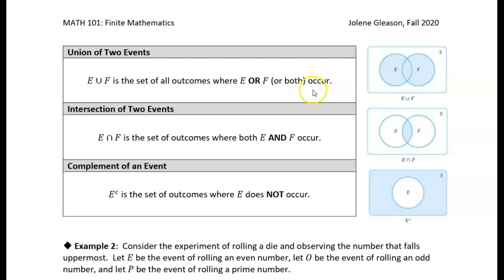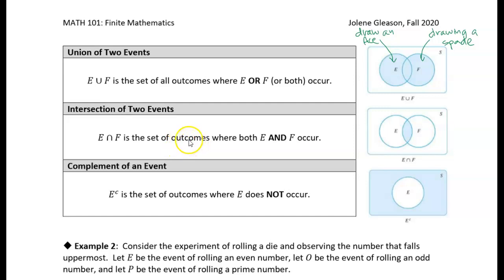So you can kind of think of it as, let's say we're drawing a card from a deck of cards, and let's say we define E to be drawing an ace, right? And then F could be drawing a spade. And so the union of those two events would be either drawing an ace or drawing a spade, right? Either or, and that would be the union of those two events.